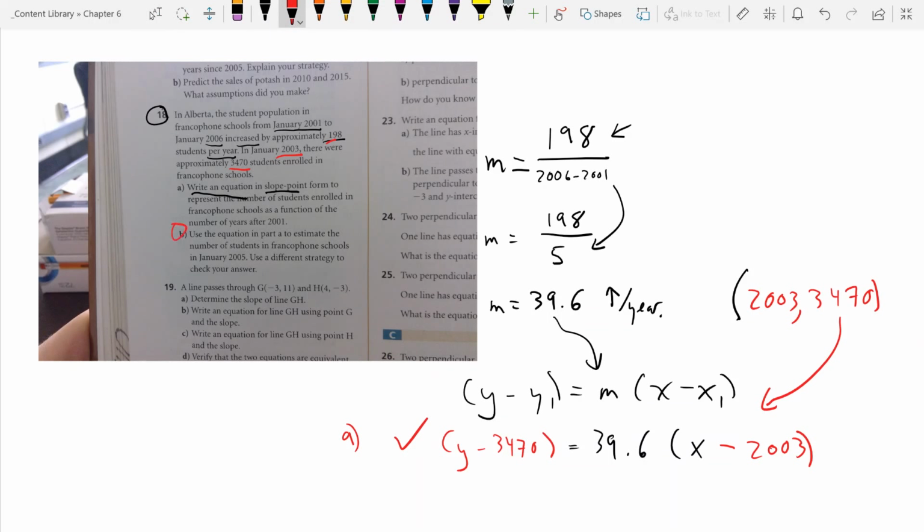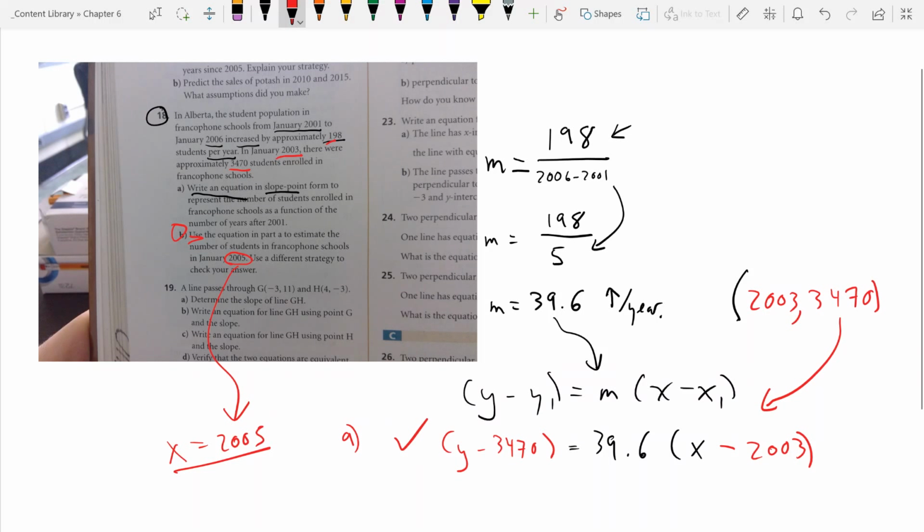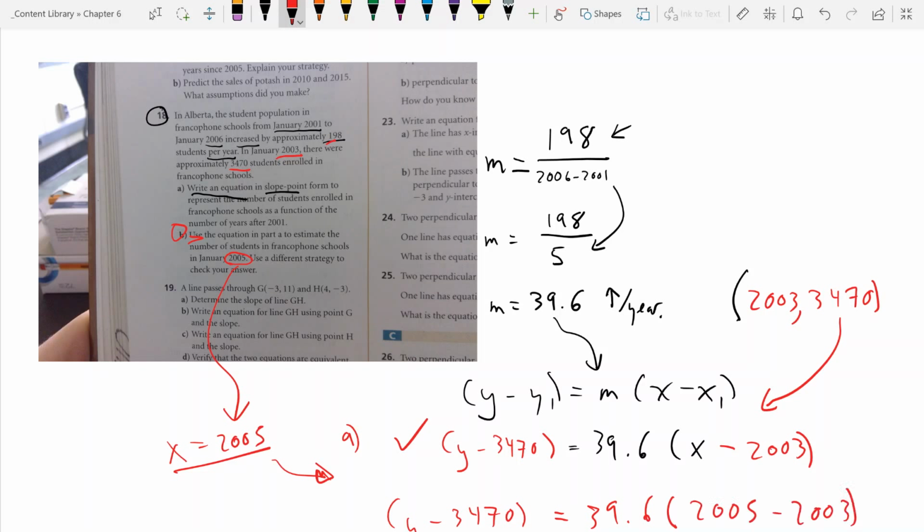For part B, I want you to actually use the equation. So it says to estimate the number of students in 2005. So basically, that's going to say x is equal to 2005. So I need to use my equation. I'm going to sub this value in. So it's going to be y minus 3470 equals 39.6 times (2005 minus 2003).